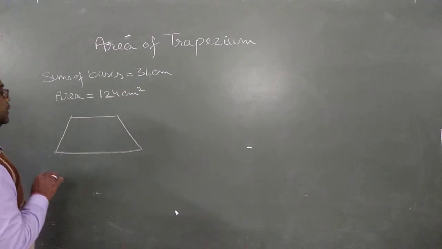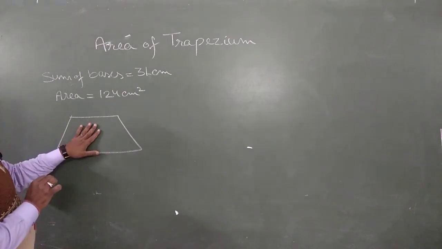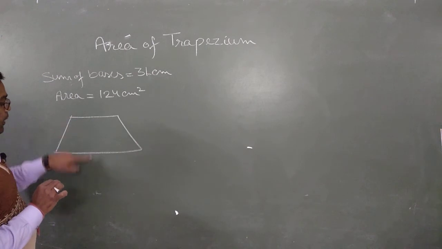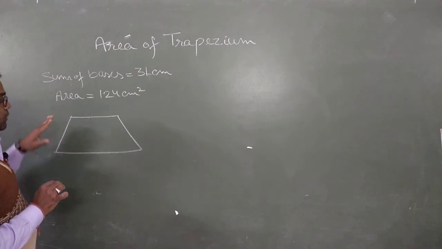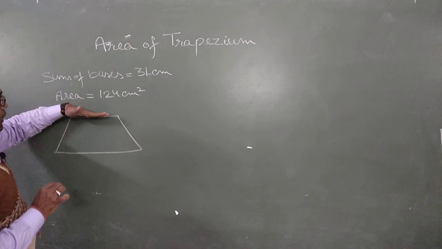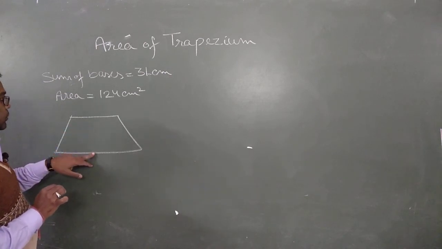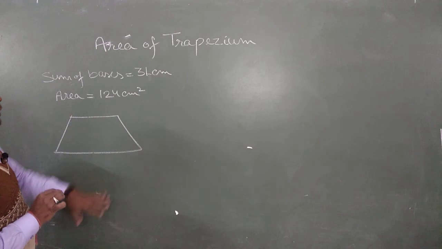Clear? In this case the area is given to you, and the sum of bases means this line and this line combined. They are known as the bases of a trapezium. It may be this side or it may be this side. Clear? So the sum of these two sides is given to you, the area is given to you, and you have to find the height.